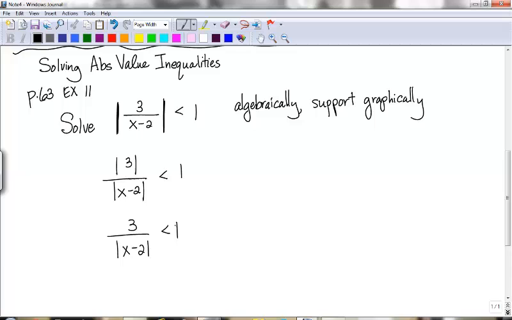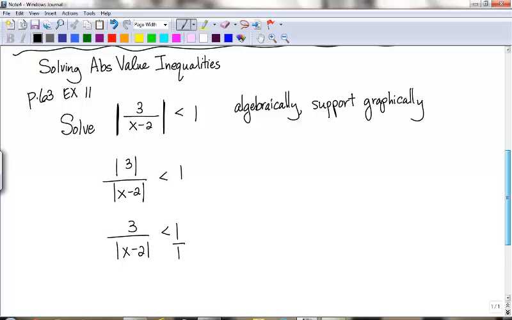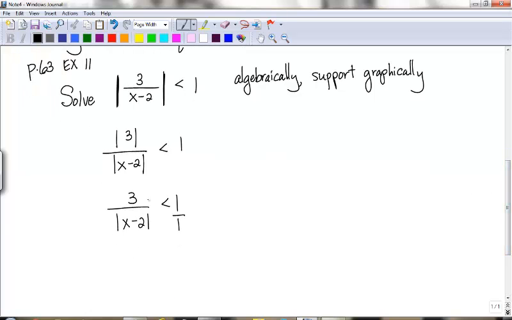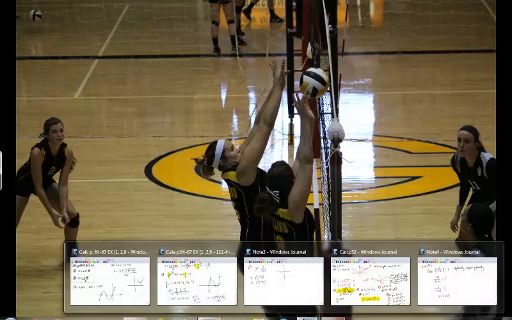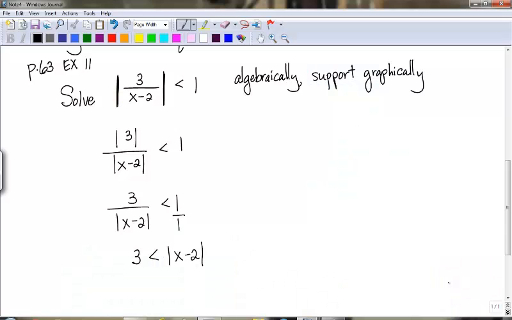Because this is one fraction equal to another, I can make this a fraction and then cross multiply. But when you cross multiply on an absolute value, whatever's on the upper left is going to stay on the left. If I cross multiplied this, 3 times 1 is just 3, and it is less than the absolute value of x minus 2. Now you do have to be careful if you multiply by a negative. If you multiply by a negative, you have to reverse the arrow.